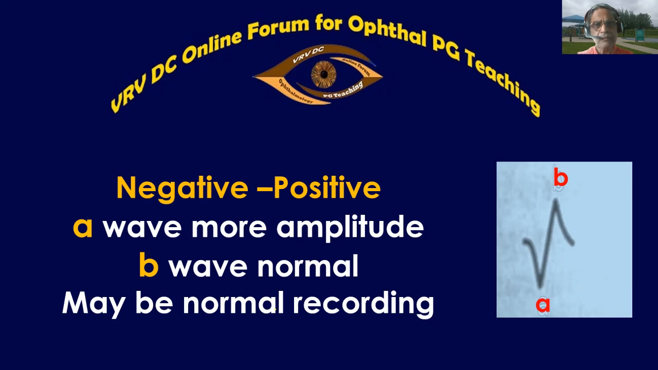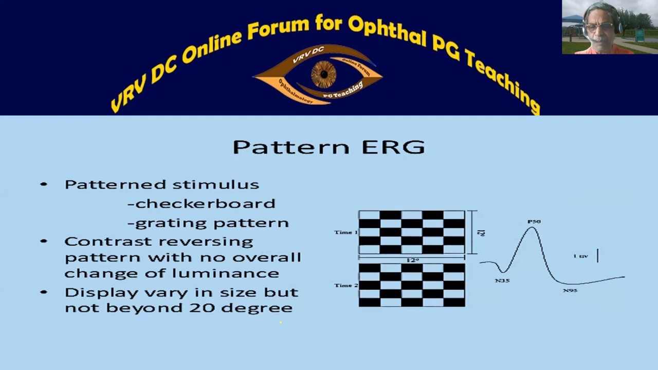Now we have pattern ERG, with checkerboard patterns. What do you mean? ERG, when you apply the light, can fall on any part of the retina and produce an impulse that you can record. Whereas if I want to record only from macular function, I can use a pattern ERG. It can give us a clue regarding the status of the function of the macula or foveal area.